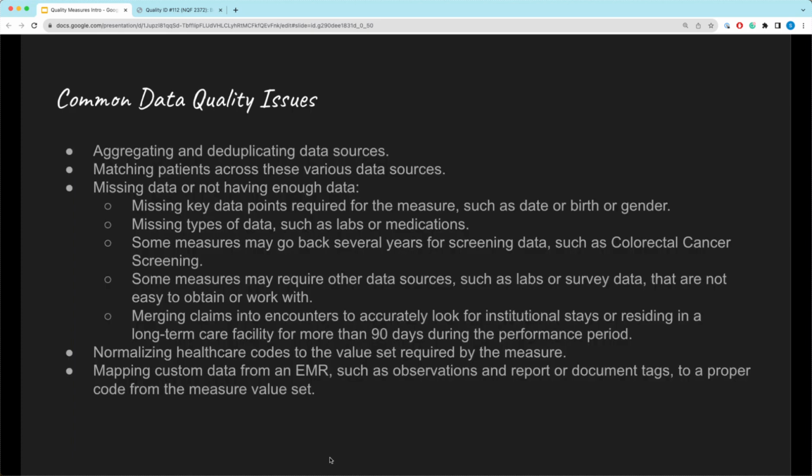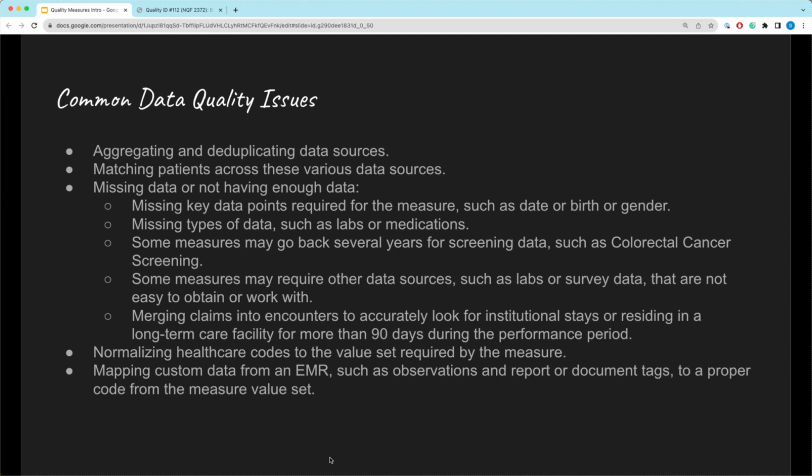So to kind of wrap up and talk about some of the common data quality issues: aggregating and deduplicating data sources, and tied to that is matching patients across those data sources. This can be really time-consuming and very complex work. A patient may have evidence of a screening in a different data source, but if you don't accurately match that patient, you're not going to find that screening. Missing data or not having enough data, so missing key data points required for the measure, missing types of data like labs or medications, or like pharmacy claims like we talked about.